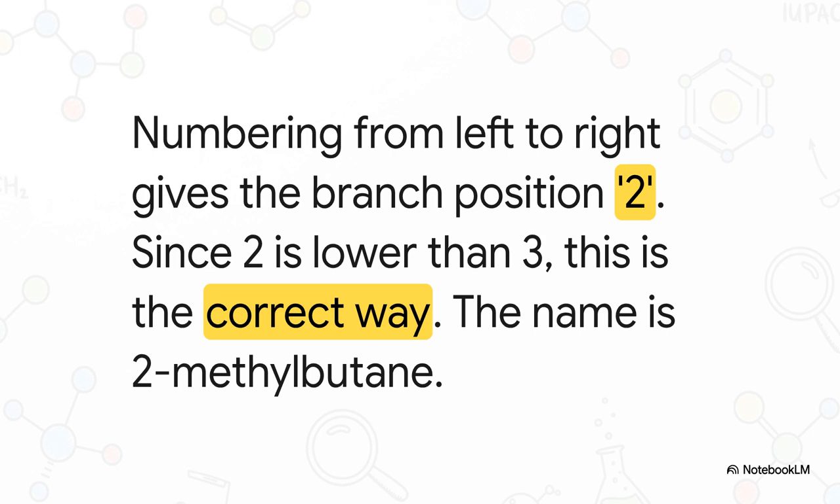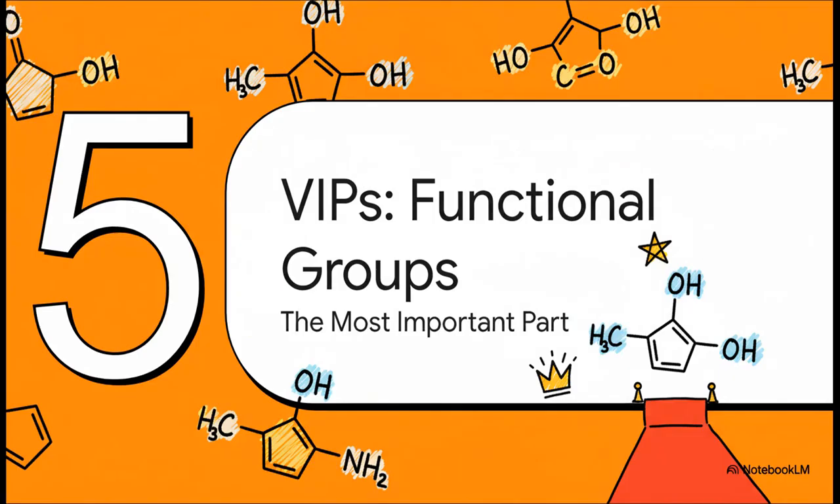The key takeaway is simple. The lowest number for the branch always wins. That makes the correct name for this molecule 2-methylbutane. And now for the final and I'd say most important piece of the puzzle, the functional groups. These are those special features on a molecule like the alcohol group we saw earlier. You should think of them as the VIPs of the chemical world. They get priority treatment when it comes to the naming.